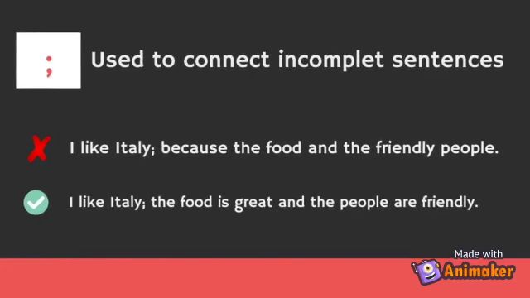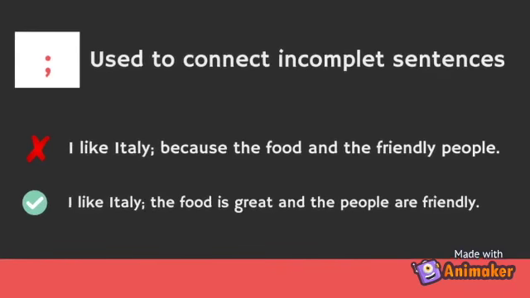Moving on to semicolon mistakes. Semicolons cannot be used to connect incomplete sentences. Here's a wrong way to use it. I like Italy; because the food and the friendly people. Here the semicolon is not used correctly because you cannot go I like Italy, period, and then start a new sentence going because the food and the friendly people. Here is a right way to use it. I like Italy; the food is great and the people are friendly. You could go I like Italy, period, then start a new sentence. The food is great and the people are friendly.